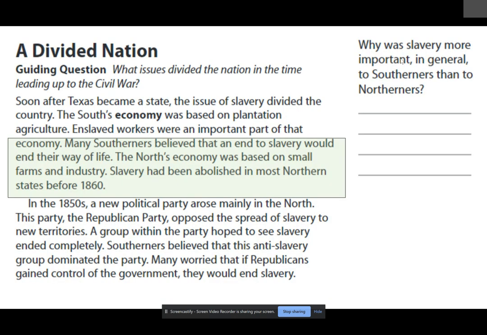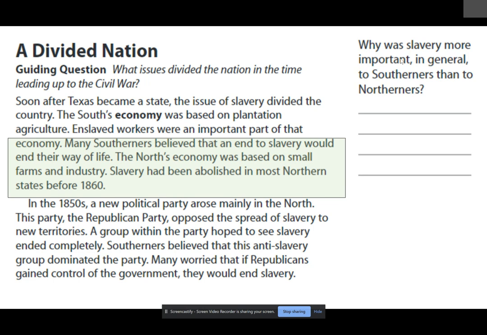Divided nation. What issues divided the nation in the time leading up to the Civil War? Soon after Texas became a state, the issue of slavery divided the country. The South's economy was based on plantation agriculture. Enslaved workers were an important part of that economy.